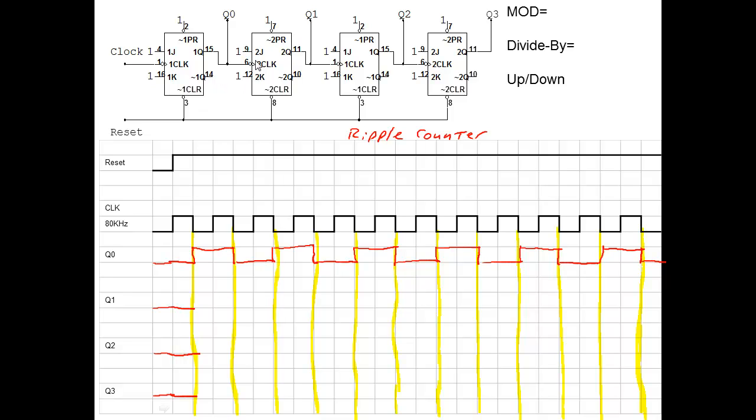Where is the clock for this one coming from? Well, the clock for this one is coming from Q0. So Q0 is now our clock for the Q1 output. So for every negative edge of this one above it, we're going to toggle. You notice it's not on every dotted line, it's just on every other dotted line. So it's every negative edge of the one above it.